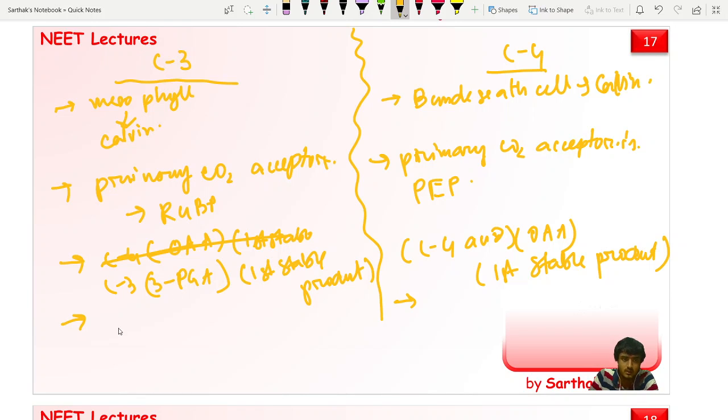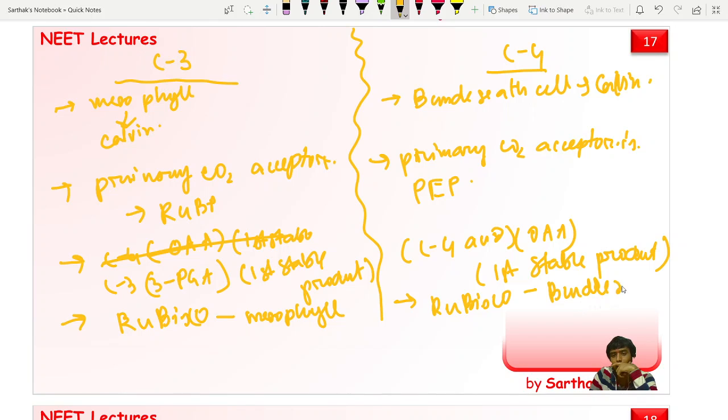I am writing here, if we are talking about Rubisco, in case of C3 plants it is situated in the mesophyll cell because the C3 cycle is happening there, but in C4 plants this Rubisco enzyme is situated in the bundle sheath cell, because the C3 cycle is happening in the bundle sheath cell. I hope you have understood it. If you haven't understood it, rewind the video and watch it again. This is a very important comparison between C3 and C4 plants. You must remember it.